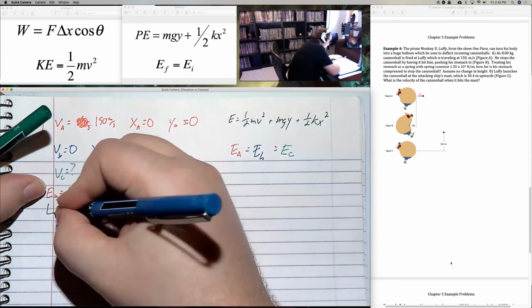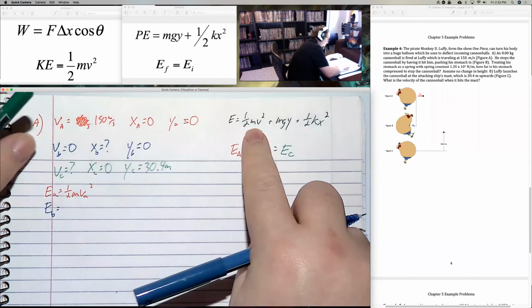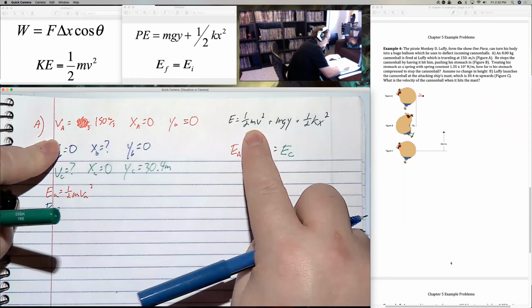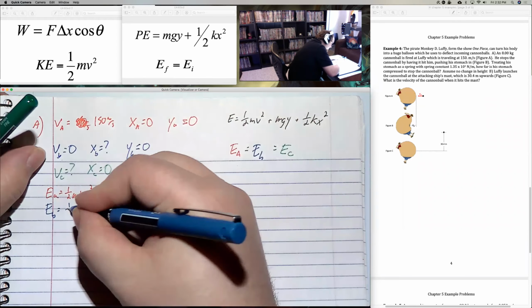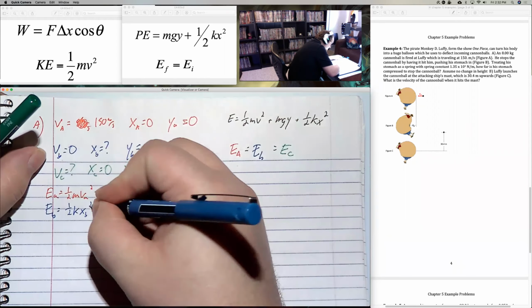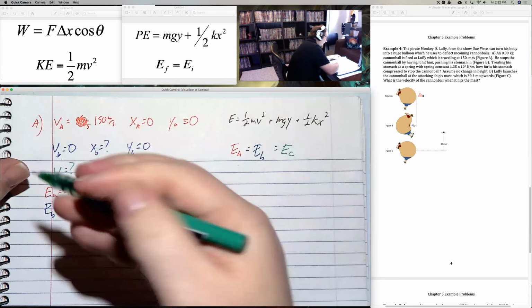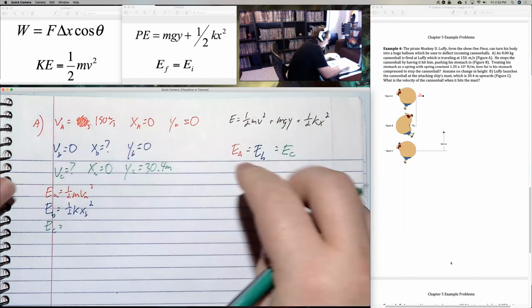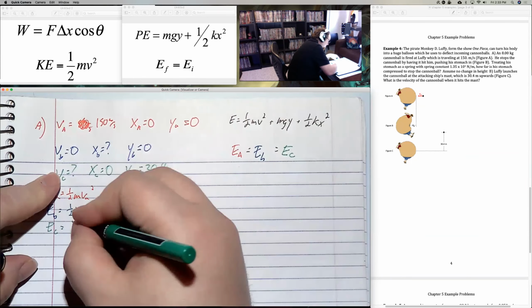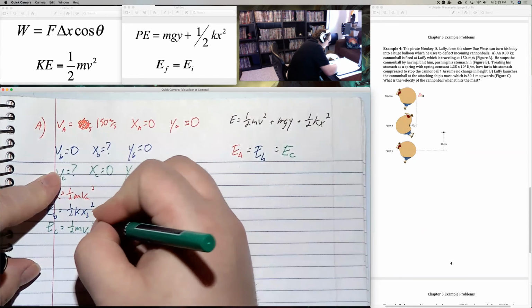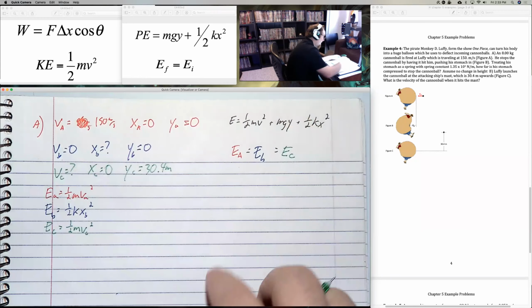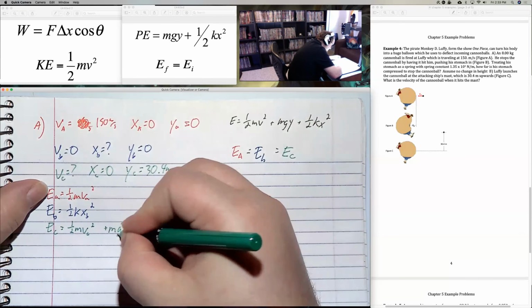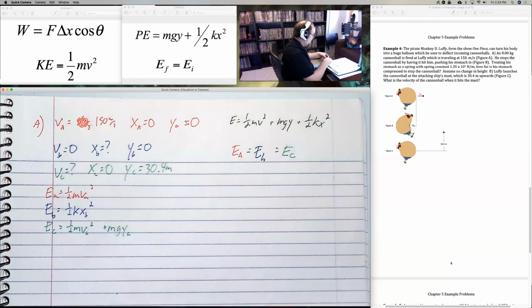At B, our velocity is 0. Our Y is 0, but our X isn't. At C, our velocity is not 0. Our X is 0, but our Y isn't. And so those are my 3 equations for energy.